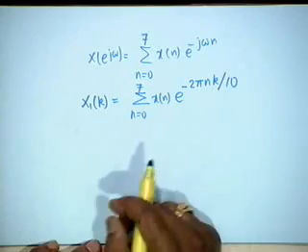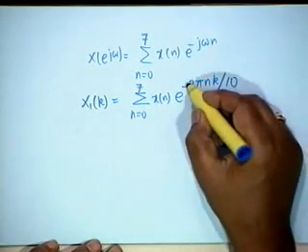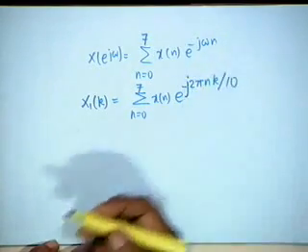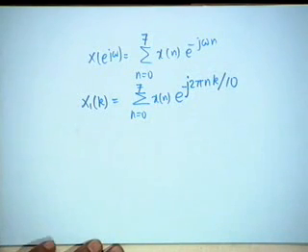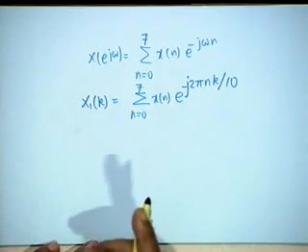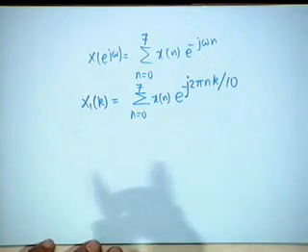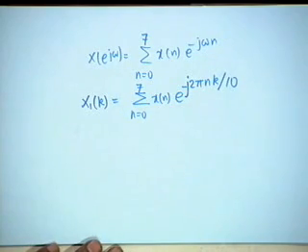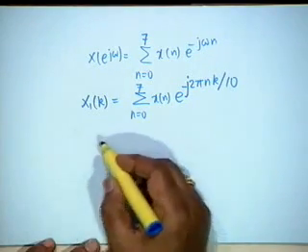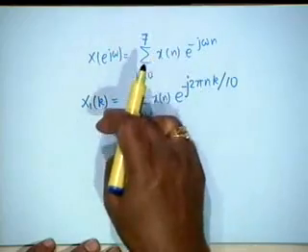Pardon me? J was missing. Yes. Okay. E to the minus j 2 pi n k by 10. Is the minus sign okay? Yes. We have not gone to Wn. Now we can't compute this or this.